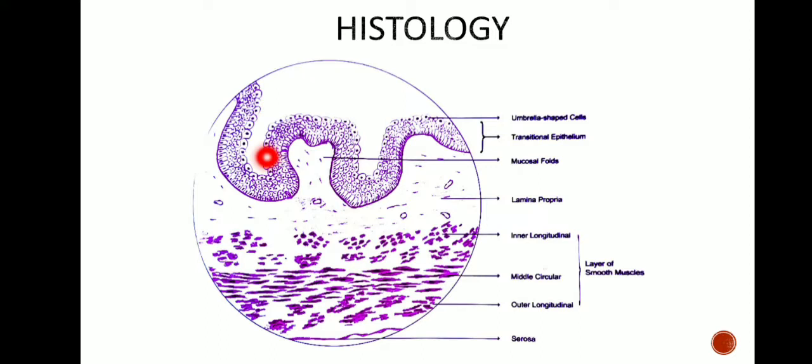Moving on to the muscular coat. The muscular coat is generally termed as the detrusor muscle, which consists of 3 layers of smooth muscle fibers, the inner and outer longitudinal fibers and the middle circular fibers.